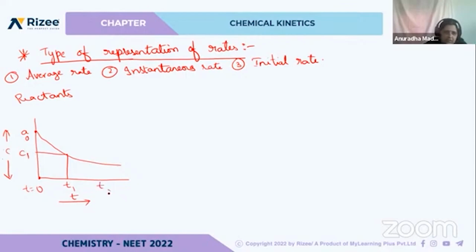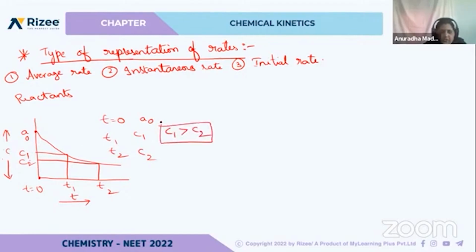And after T2, the concentration is C2. So at T0, concentration is A0. At T1, concentration is C1. At T2, concentration is C2. So by looking at these, what did we understand? The concentration C1 is more than the concentration C2.